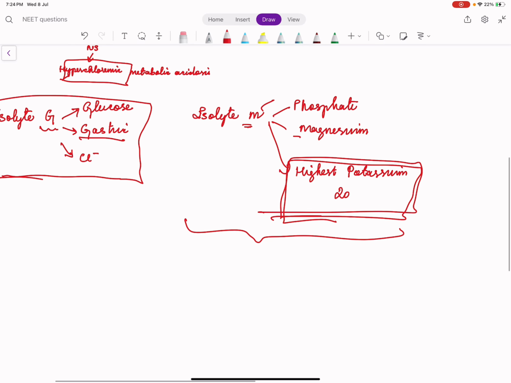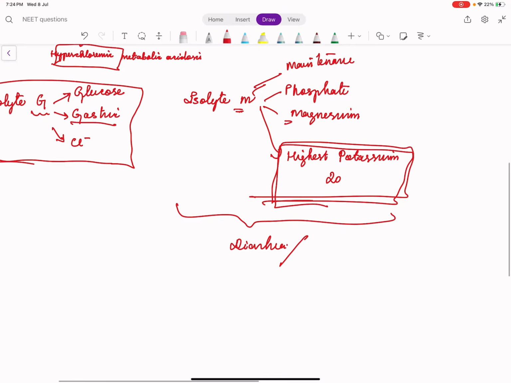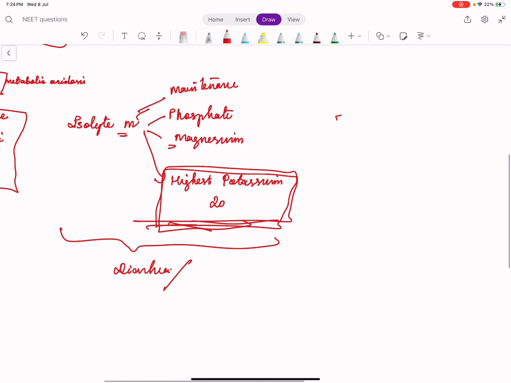M also stands for magnesium, and M also stands for maintenance fluid. It is the preferred solution in diarrhea, or basically whenever a person is not taking any intake, Isolyte M is the preferred maintenance solution. I think highest potassium amount may be the one-liner, if at all it is asked. We have another fluid, Isolyte P. It is similar to Isolyte M. It is the pediatric maintenance solution.